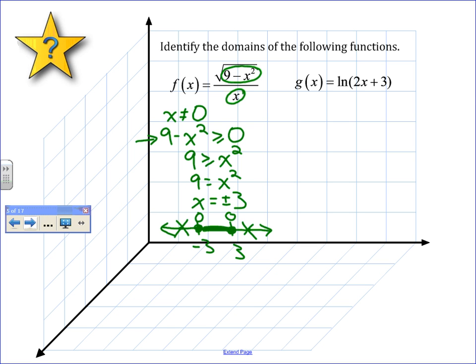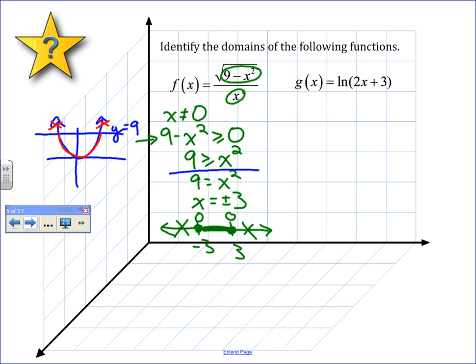Okay, so the easier way to do this, though, I think, would be after this step, when I have x squared is less than or equal to 9, to think about what the graph looks like. If I have x squared, and here's 9, well, where is it less than or equal to 9? Obviously, my function is less than or equal to 9 right in here.